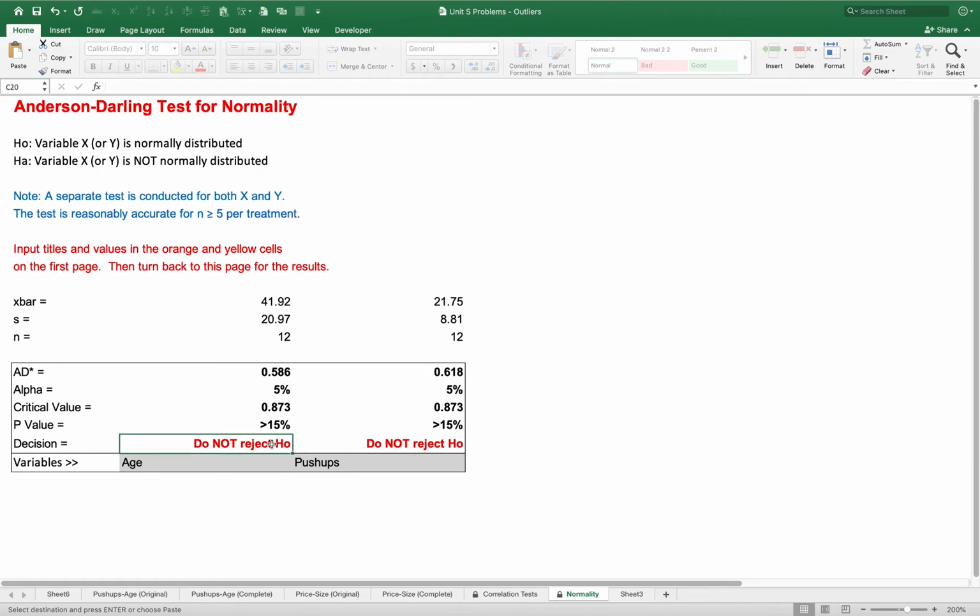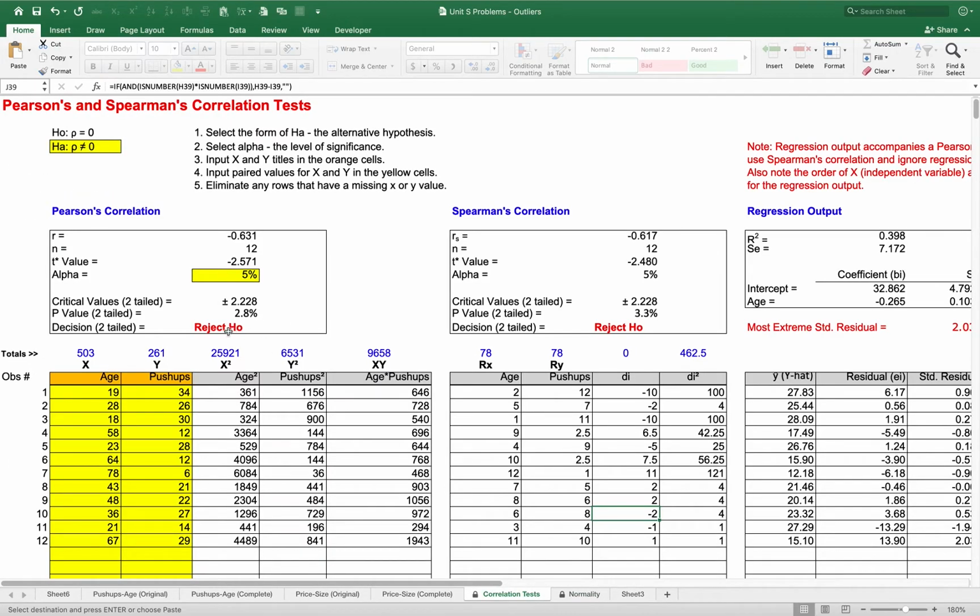So for the X's, for the age, you do not reject H0. H0 says that the X is normally distributed. So that's good. That passes normality. Same with the Y. So we do not have a problem with normality. And that means then that we can be using the Pearson's correlation test rather than the Spearman's. And we can also use then the regression output.